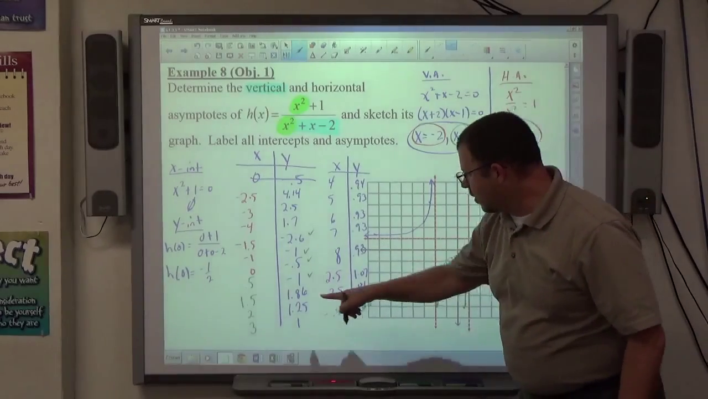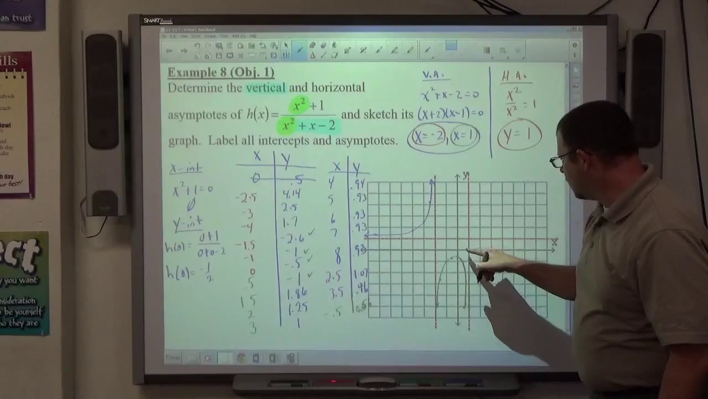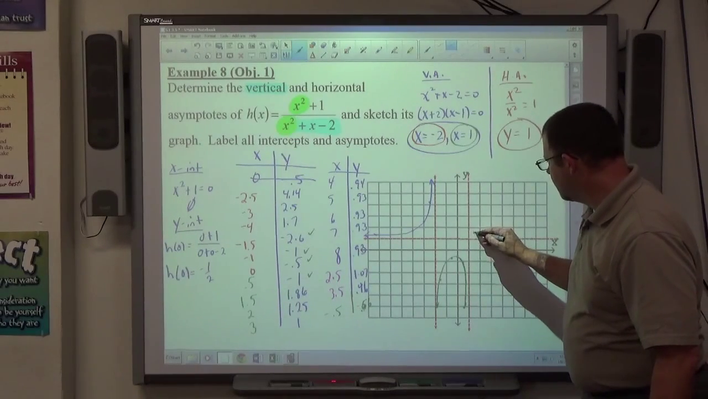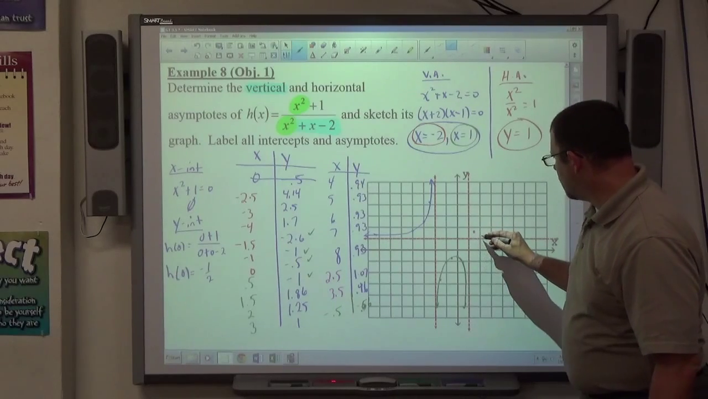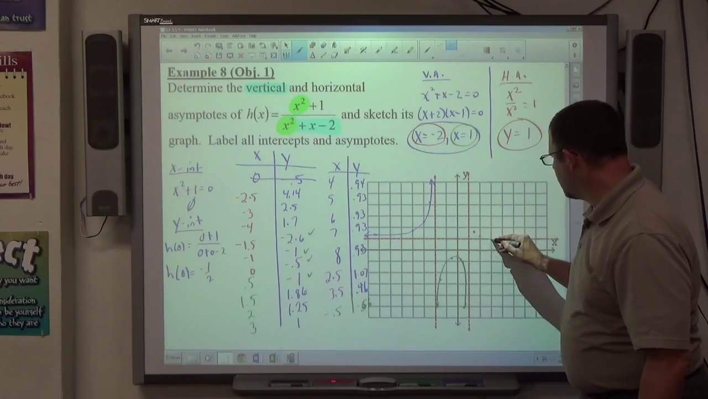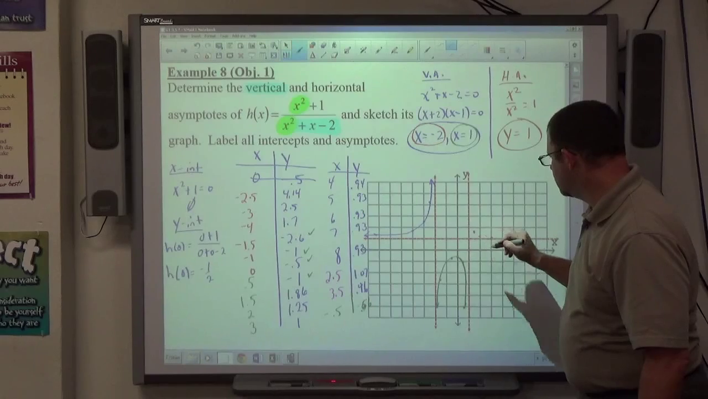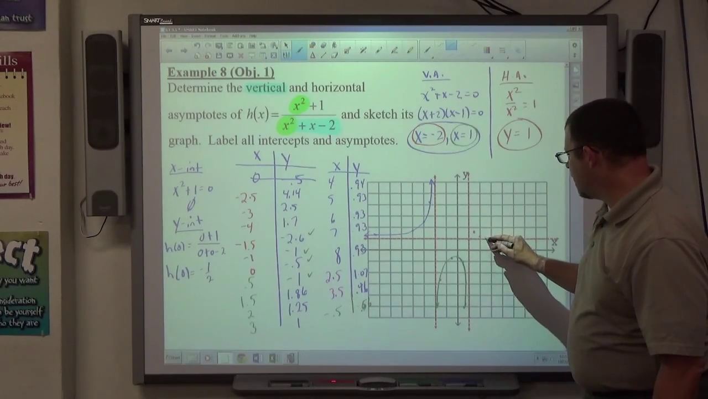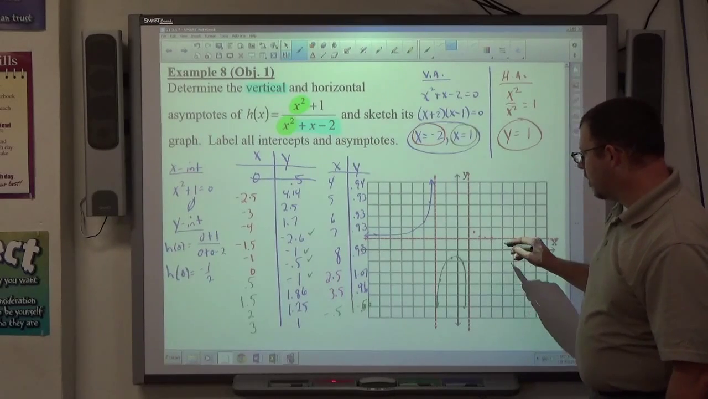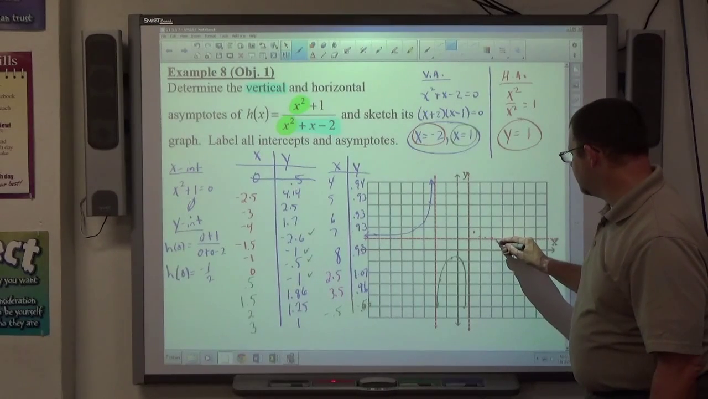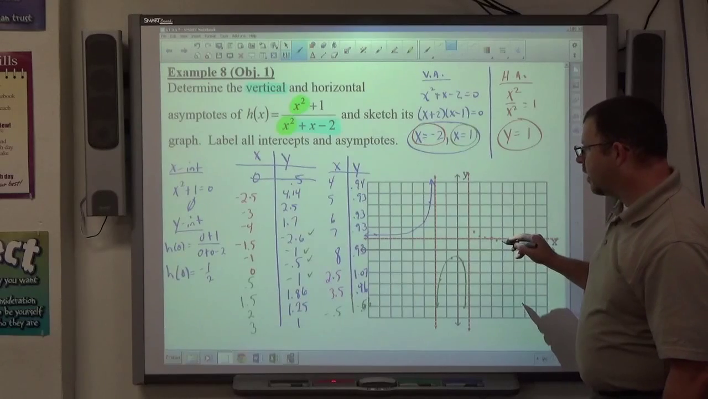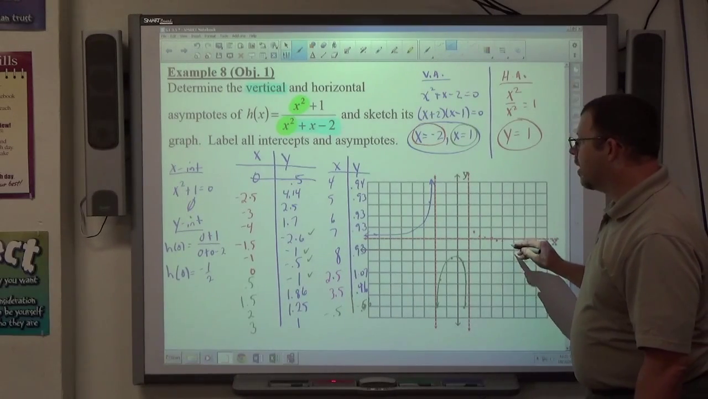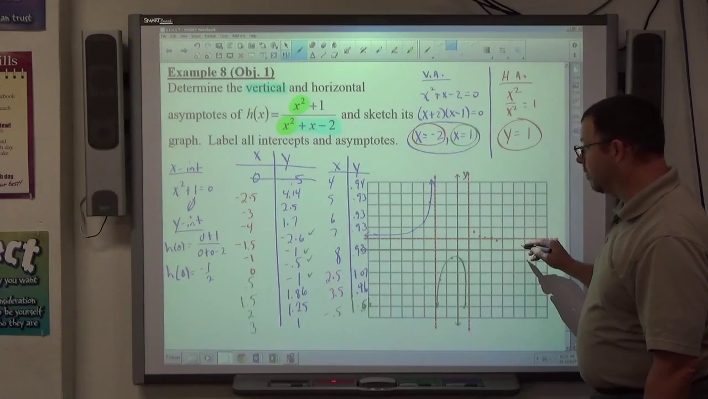The last section, starting at 1.5, comma 1.86. So 1.5, 1.86 would be about here. 2, 1.25 is about here. 3, 1 is right on the asymptote. We have 2.5, 1.07 just above. And 3.5, 0.96 just below, right? And then we have 4, 0.94. We have 5, 6, 7, 8, 0.93.